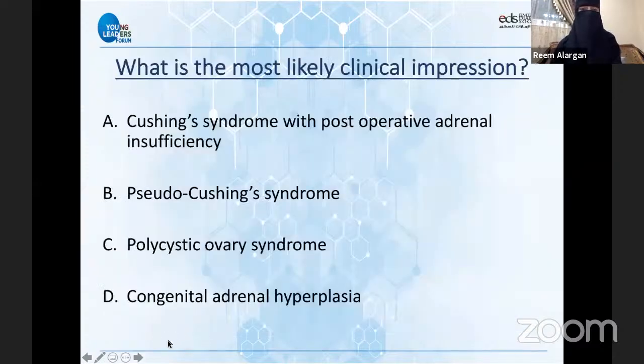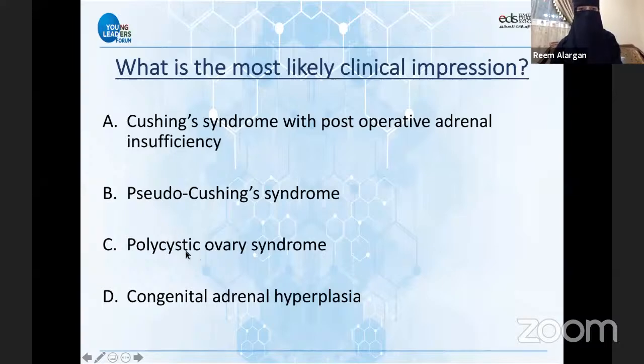So we'll stop now and we'll take the opinion of the audience. What do you think is the most likely clinical impression? Is it number one, Cushing syndrome with postoperative adrenal insufficiency, pseudo-Cushing syndrome, polycystic ovary syndrome, or congenital adrenal hyperplasia? You have 15 minutes to share your thinking, and then we'll take the results of the poll question.